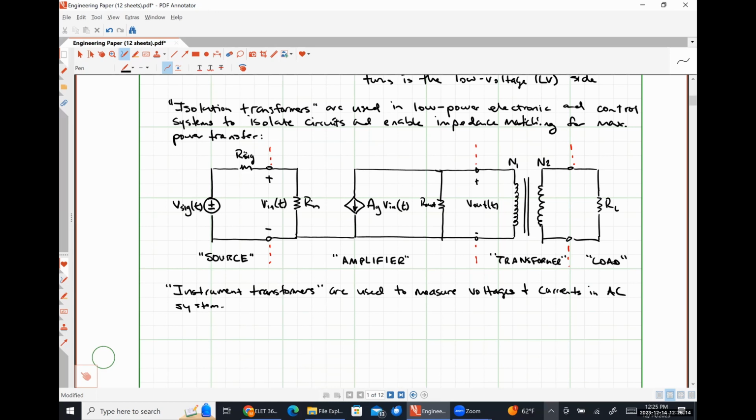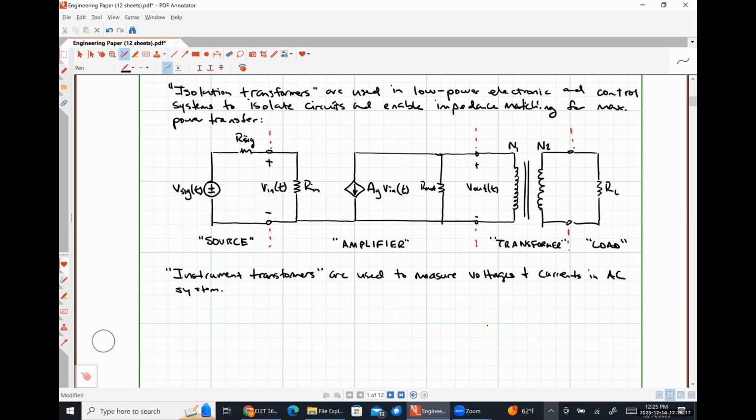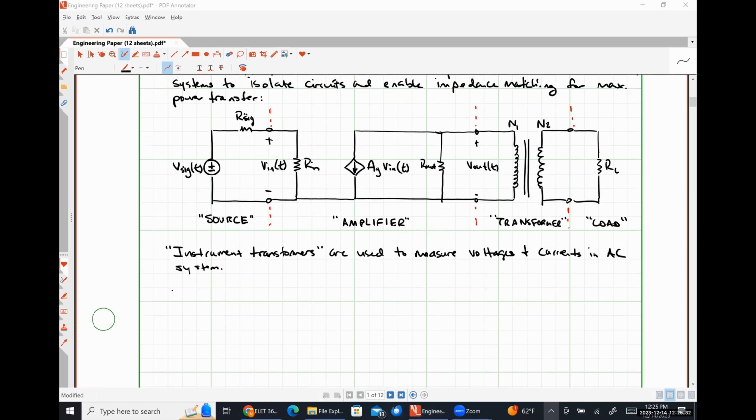For those of you that go into the utility industry, working for electric companies like Entergy, AEP, SWEPCO, things like that, you might be dealing with power and distribution transformers.